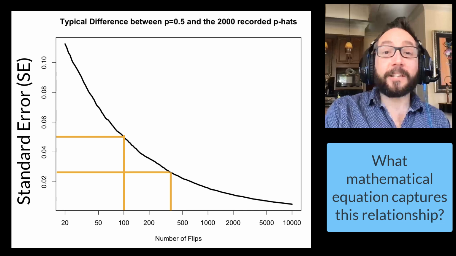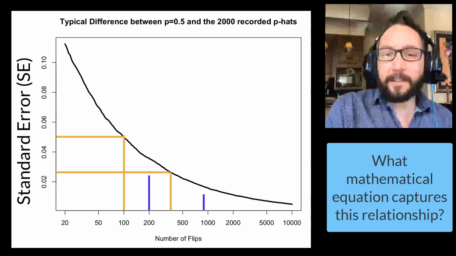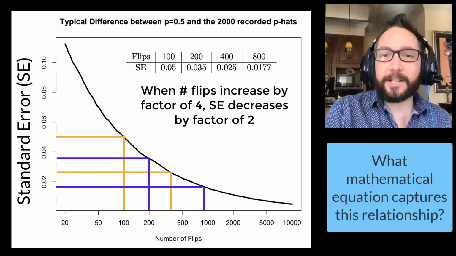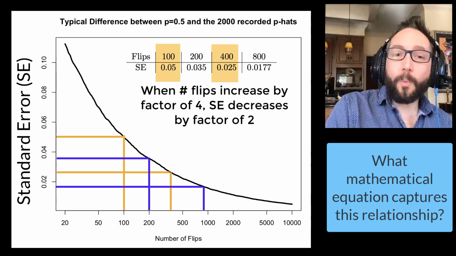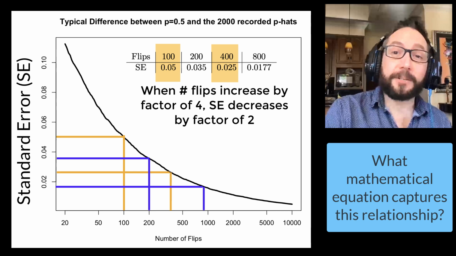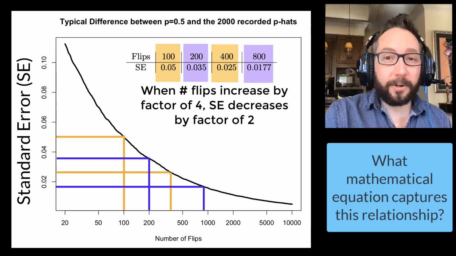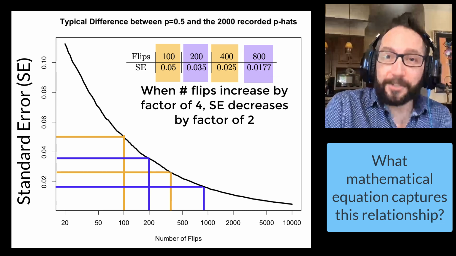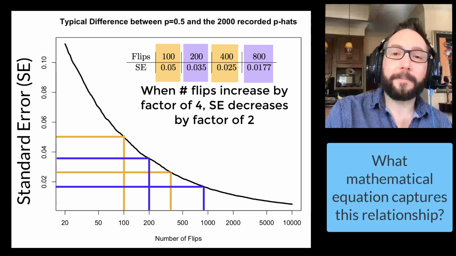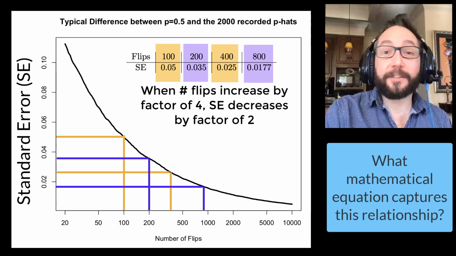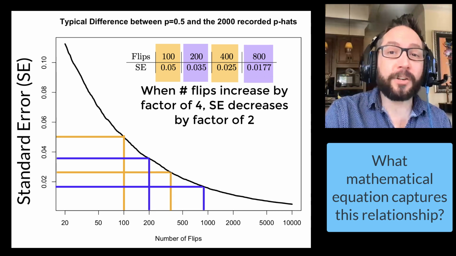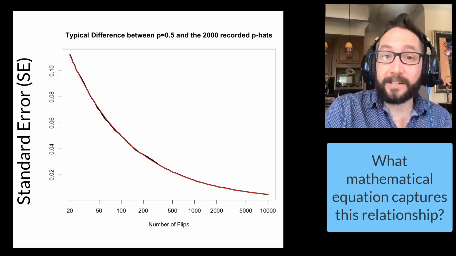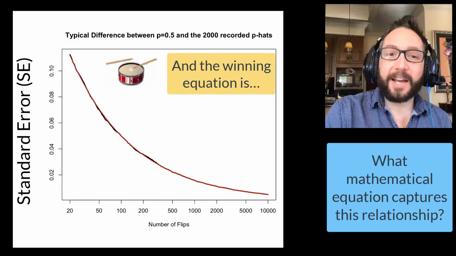So if we look at some specific numbers, it looks like the size of the standard error here decreases by a factor of 2 when the number of flips increases by a factor of 4. In other words, the standard error halves when the number of flips, the sample size in this case, quadruples. And so this suggests a very special mathematical equation that might describe the size of the standard error as we increase the number of flips, the sample size n.